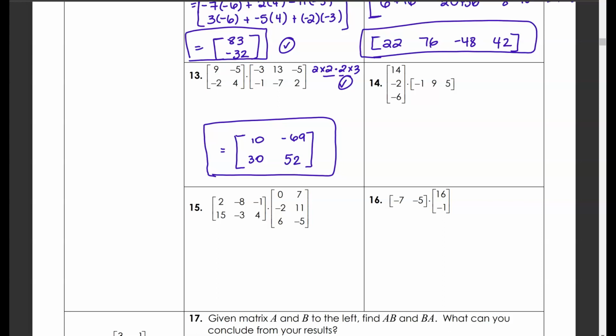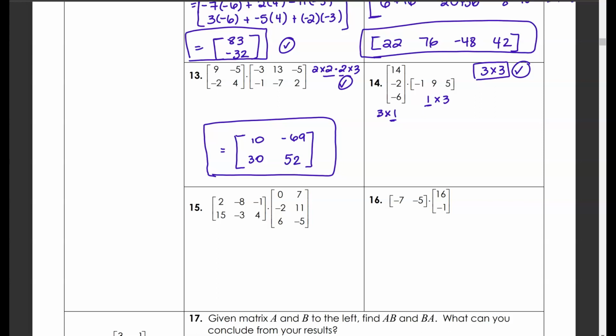All right. Now, the next one, we do have a 3 by 1 times a 1 by 3. What's kind of cool with this one is that these ones were good, but then we end up with a 3 by 3. So in this particular case, we went from somewhat smaller matrices to a larger matrix, a 3 by 3. Okay. So let's go ahead and try this one out.